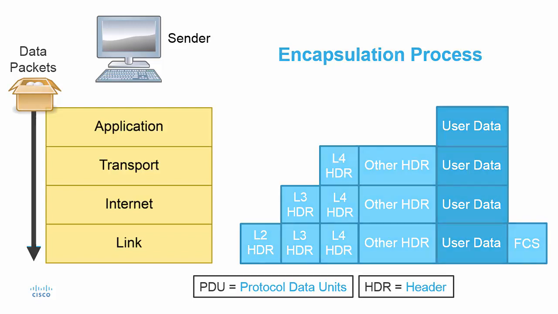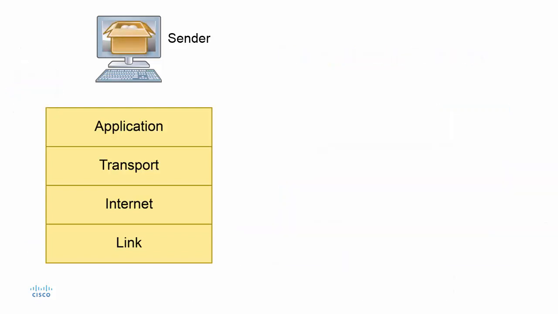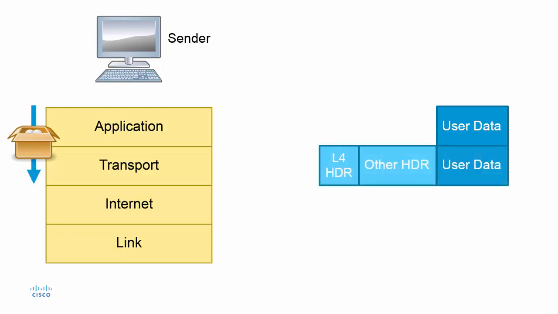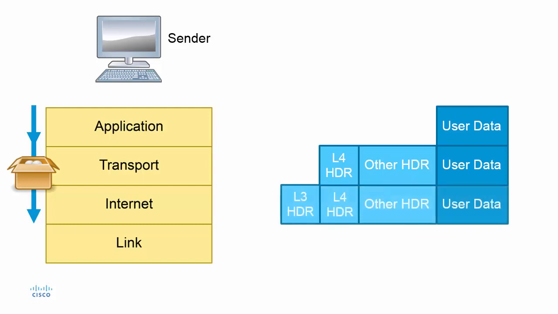Okay, so let's go through the process of data encapsulation. First, user data is sent from an application to the application layer. The transport layer then adds the transport layer header to the data, the layer 4 header and the previous data. The whole thing is then passed down to the internet layer. The internet layer does exactly the same as the previous layer, except with its own header. The layer 3 header and the previous data become the data that is passed down to the link layer.